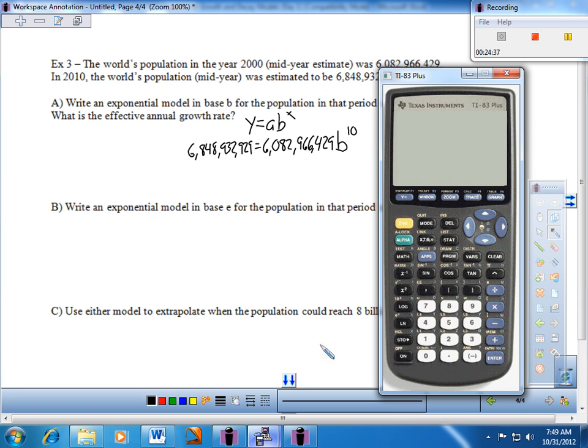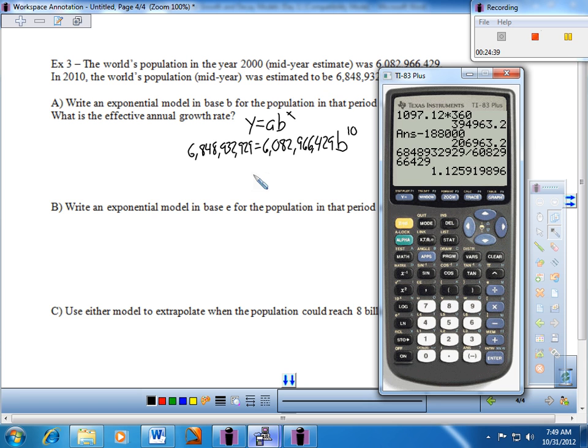A lot of numbers to type in, but I think this should work out all right. So do it with me if you would, please. So I've got 6,848. 932,929, and I'm going to divide that by 6,082,966,429. All right, hope I got my numbers all correct there. And I'm going to go ahead and hit enter on that piece, and I get 1.1259 essentially. I'm going to go ahead and write as much of that as I can remember.